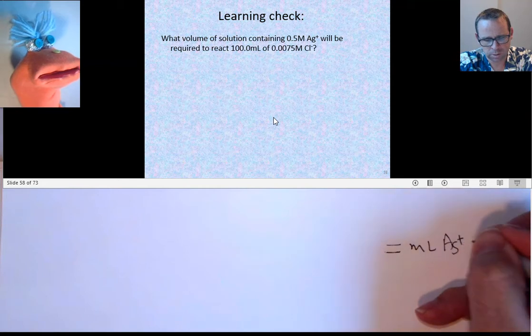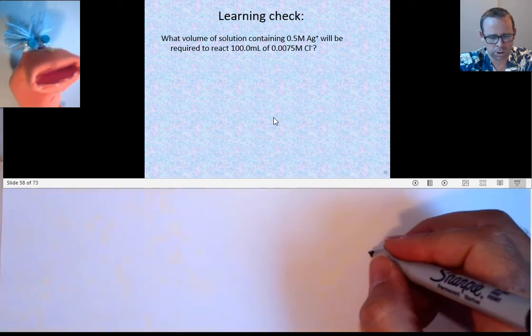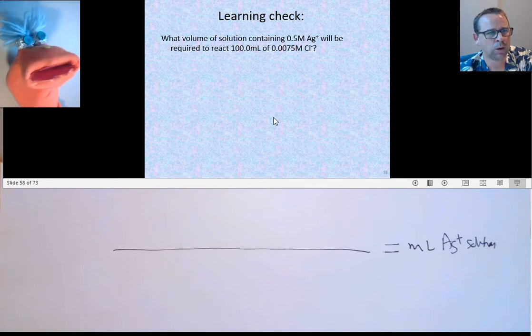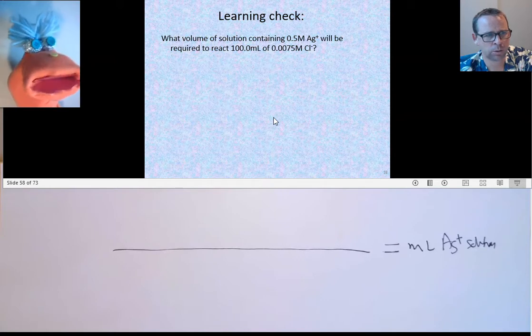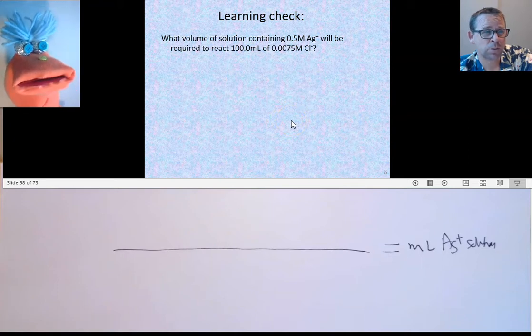So, equal sign milliliters of the Ag+ solution. Very good. And then I think I need an equation. Yeah, it'd be nice to have an equation. Have any ideas? Well, all we have here is the silver ion and the chloride ion. They don't tell us how we got the silver ion or the chloride ion. What do you call them? Counter ions? Yeah, can you do it without counter ions? Can you just use the net ionic equation?